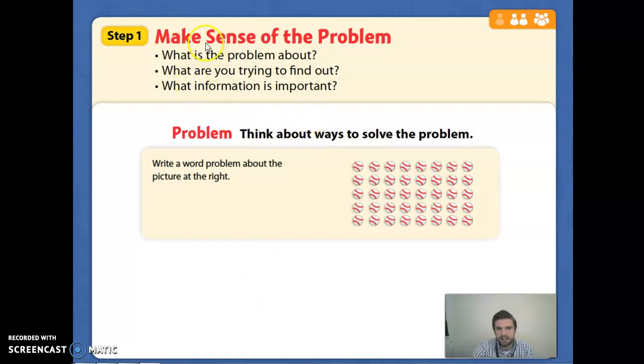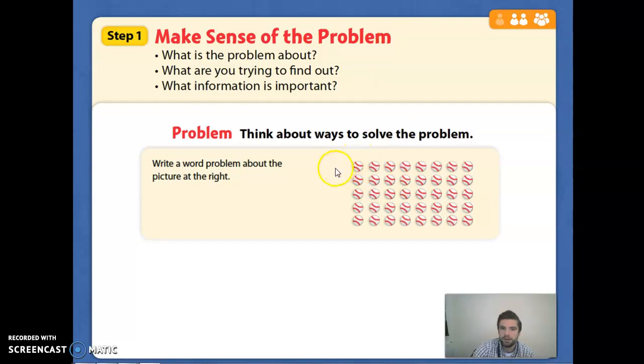So it says, let's make sense of the problem. What is this problem about? What are we trying to find out? And what information is important? Well, guess what? We don't have a word problem yet. All we have is this picture. So, how do we make a word problem out of this picture to the right? Obviously, we have a lot of baseballs. And we have an array. And arrays usually mean we either have a multiplication or division word problem.